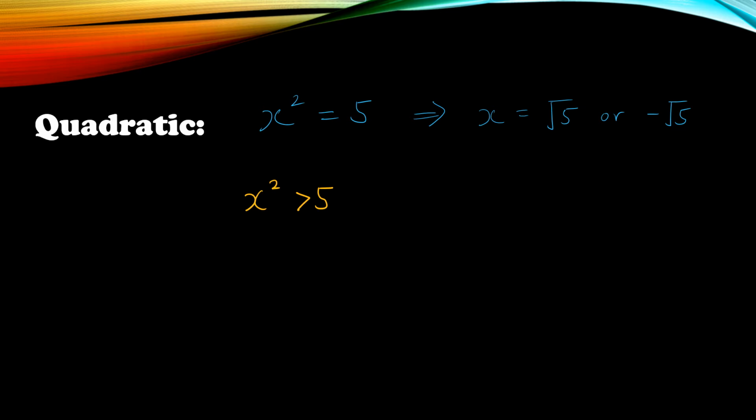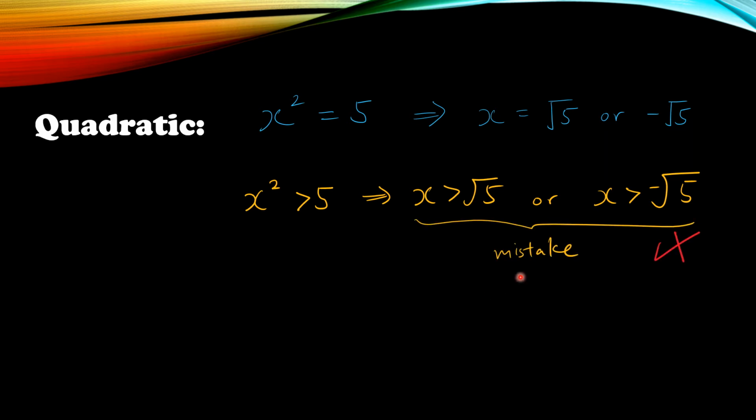Some students will blindly apply what they learned for equality and use that as an inequality answer simply by changing the equal sign to the inequality symbol. So they'll just say x is greater than root 5 or x is greater than negative root 5. Now this is the wrong answer.